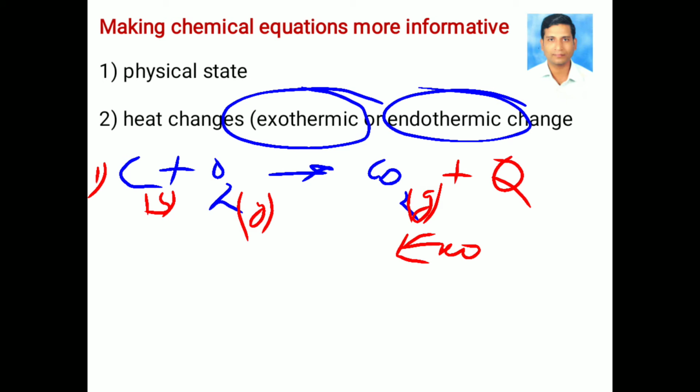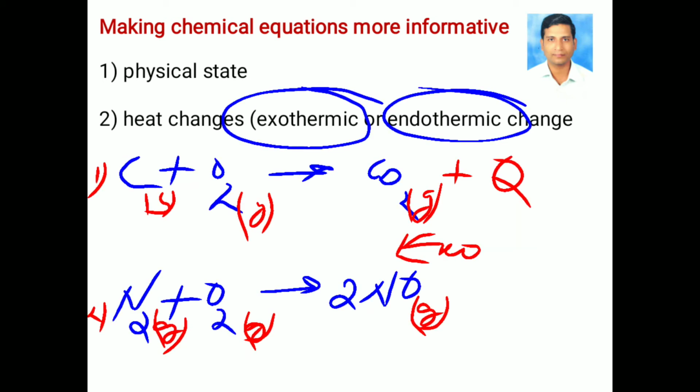Let us discuss one more example. Nitrogen plus oxygen gives rise to nitrogen monoxide. In this chemical reaction, all substances are in gaseous state, so we have written small g, small g, small g, and here heat is absorbed, so it is an example of an endothermic reaction, so we have to write minus Q on the product side, which represents endothermic reactions.